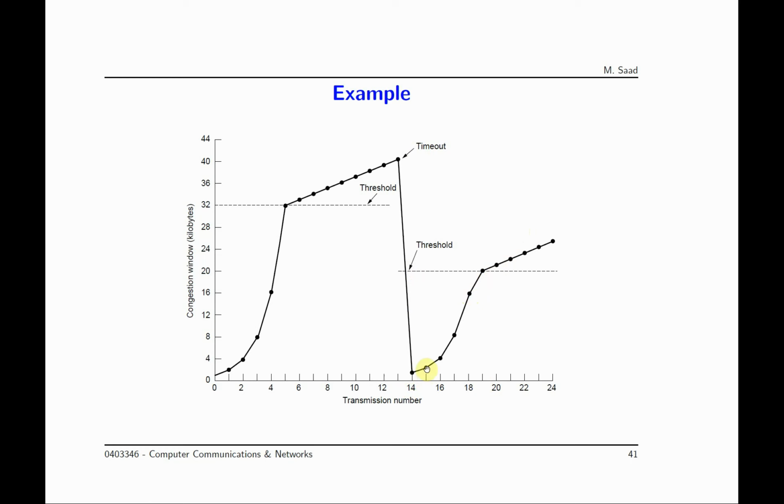1, and then 2 because we double, and then 4 because we double, and then 8, and then 16 because we double, and then it wanted to be 32, but that's not allowed, so we have to go to 20. So the next transmission, number 19, the congestion window is equal to 20 kilobytes, which means at that time I'm sending 20 segments, waiting for 20 acknowledgements.